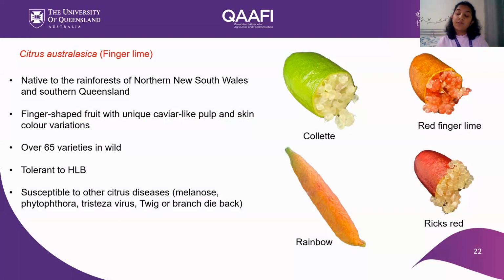So we have 5 varieties which are different in skin color, pulp color, and taste: Collette, red finger lime, Rick's Red, Rainbow, and Red Champagne. So we tried to develop a high quality genome for one of these varieties. We selected Rainbow here, and also tried to understand the genetic basis of this variation causing pigmentation, volatile compound synthesis, and the disease resistance as well.